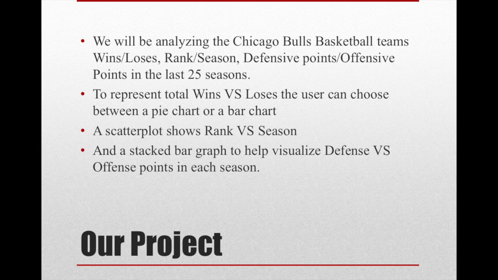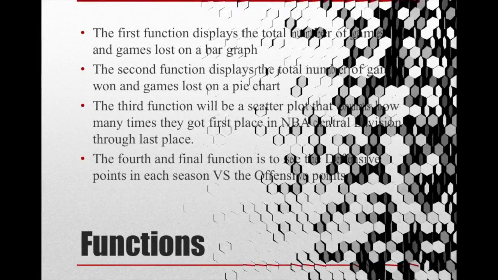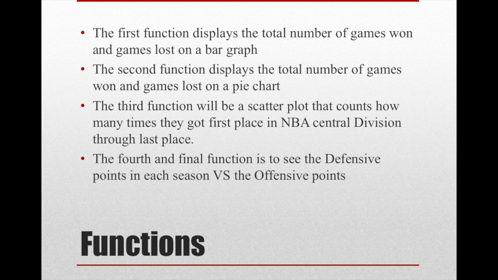The second analyzation was their ranks in the NBA Central Division versus the seasons that they were in throughout all 25 seasons. Our third analyzation was their defensive points throughout all the seasons versus their offensive points throughout the season. And the way we visualized these analyzation functions was through first a pie chart for wins versus loses, a scatter plot for ranks versus seasons, and finally a bar graph for the defensive versus offensive points throughout the season.